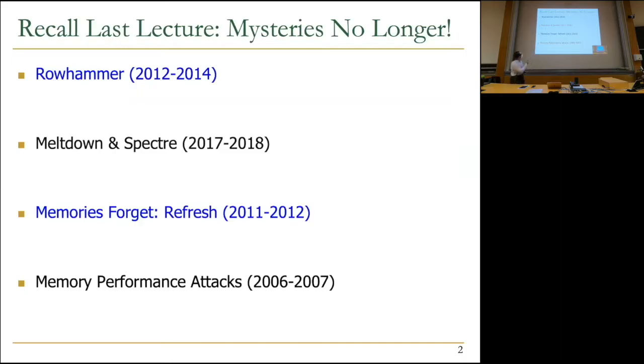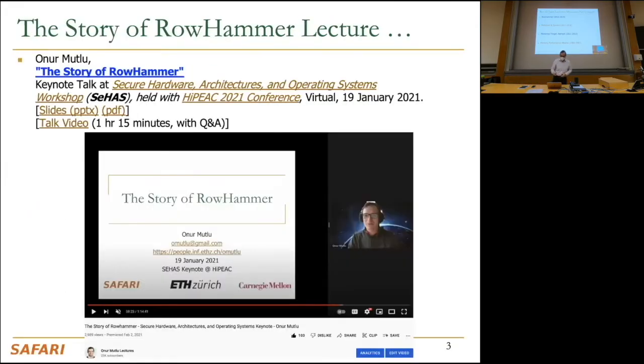We were able to cover RowHammer and memories forget refresh, DRAM refresh as mysteries. Were those interesting to people? Yay, okay, that's good. So now you know some interesting things in computer architecture. There are many, many interesting things, but we don't have time. So if you're really interested in this stuff, this is really an ongoing research topic. As I said, this needs to be fixed and people are really trying hard to fix it.